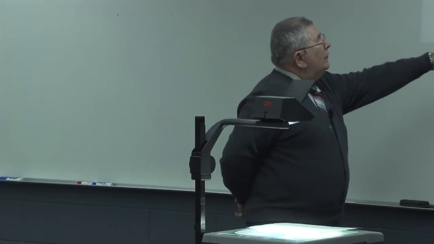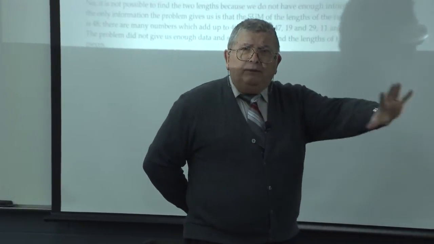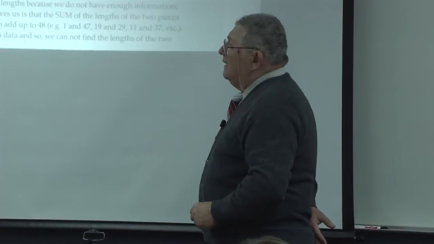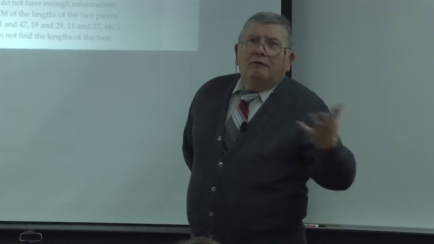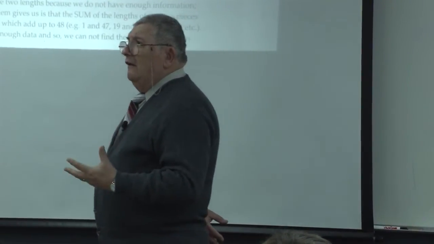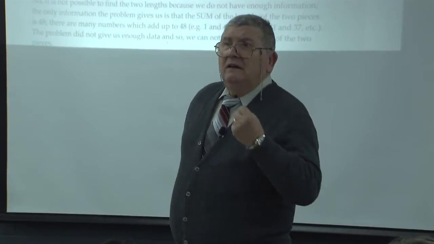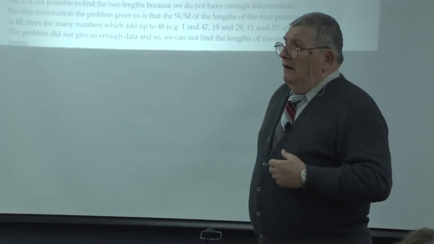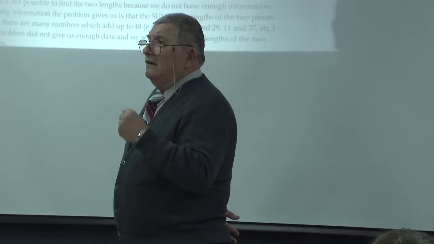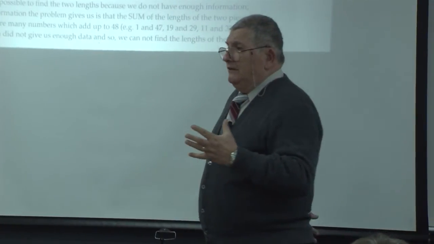Let us suppose that a 48-foot rope is cut into two pieces, A and B. Could we find the length of each piece? Of course not. Why not? Because we don't have enough information. The only information which we have is the sum is 48. In order to find the length of the two pieces, we have to have additional information.